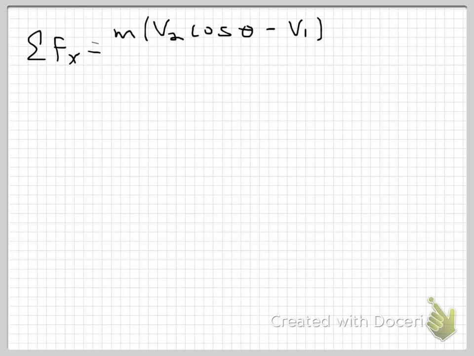So the sum of the forces in the x direction equals m, and I'm going to go ahead and unpack the component velocities. That's going to be m times v2 cosine theta minus v1. Of course, v1 is wholly in the x direction, so I don't have any cosine functions there. And all of that is over delta t.